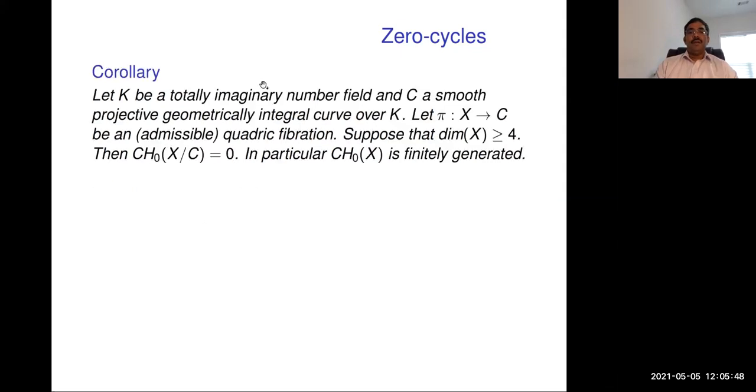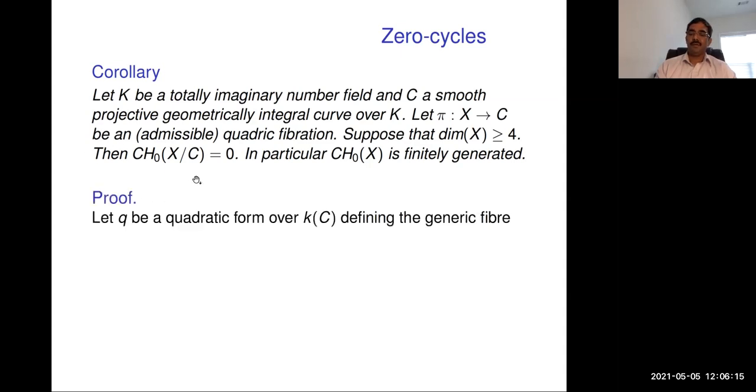Okay, so now the corollary of our main theorem is that, in the same situation, totally imaginary number field, and C a smooth projective geometrically integral curve, and pi from X to C an admissible quadratic fibration, suppose that the dimension of X is at least 4, then the Château of X over C is 0. So in particular, the Château of X is finitely generated. So the kernel is not only finite, we prove that it is 0. And this is what Colliot-Thélène and Skorobogatov conjectured in that paper. It just follows from the fact that once you know the u-invariant is 8, it's immediate.